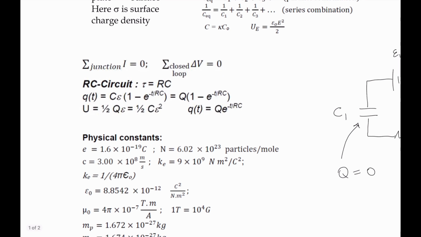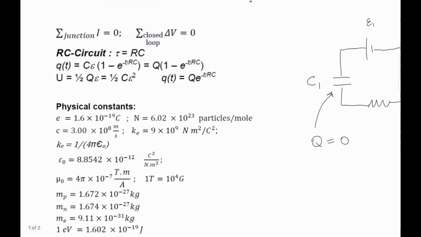So these RC circuits are circuits that change their behavior. They basically are called charging and discharging circuits because of the capacitor.